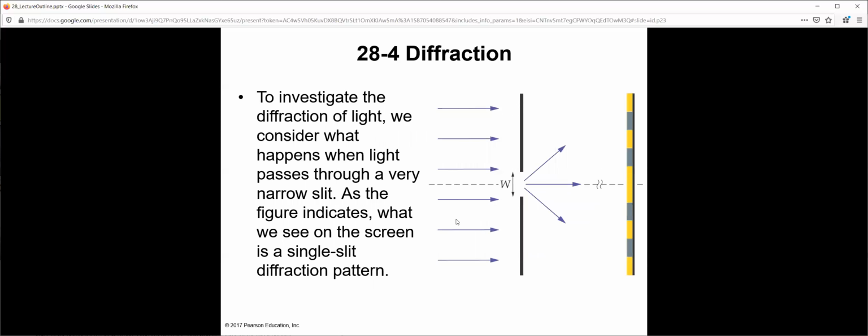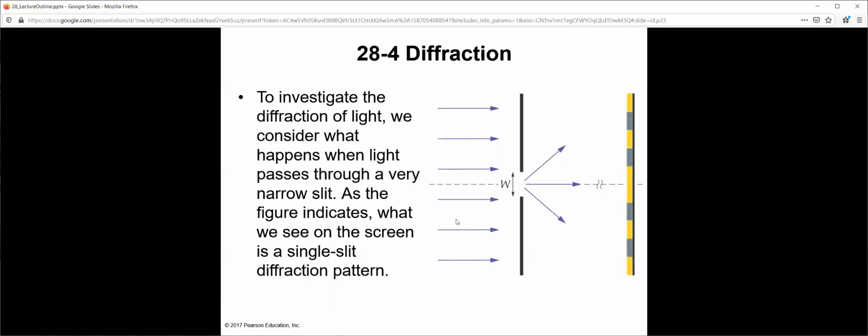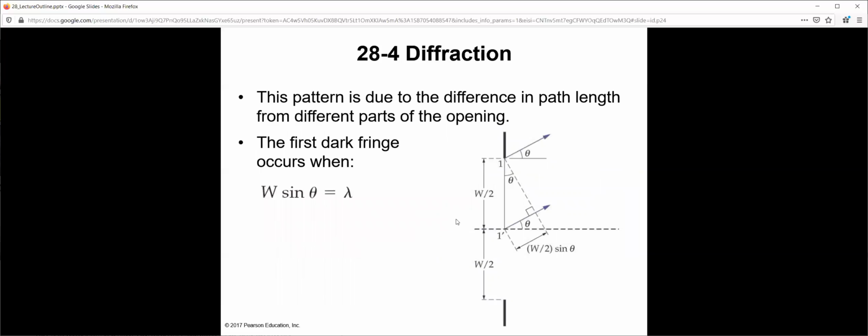To investigate the diffraction of light, we consider what happens when light passes through a very narrow slit, as shown here. This figure indicates what we see on the screen is a single slit diffraction pattern. Notice that looks an awful lot like the previous examples we've seen, right? This pattern is due to the difference in path lengths from different parts of the opening. The first dark fringe occurs where W sin θ equals λ. W, of course, being given by the width, as shown here. Width of the slit times sine of theta, whatever angle is being produced, is equal to lambda. So theta is what we care about in this scenario.